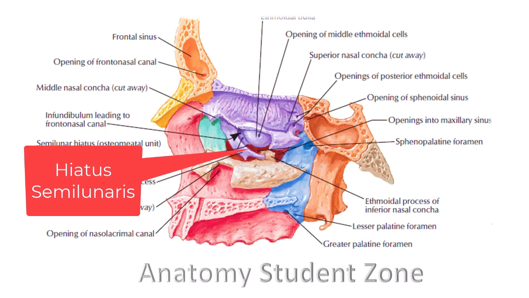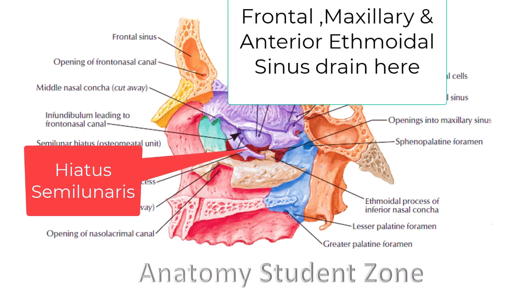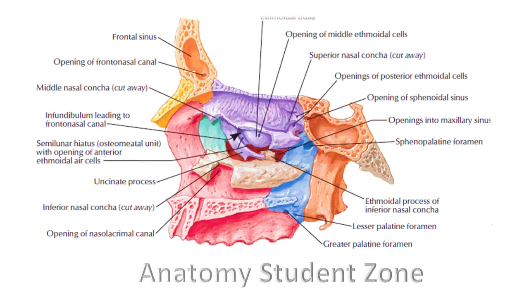Semilunar means half-moon-like or crescent shape, and hiatus means groove. So it is a crescent-shaped groove that is going to allow the drainage of three sinuses. And what are these three sinuses? Maxillary, frontal, and anterior ethmoidal. So all these sinuses are going to drain into that groove, that is the hiatus semilunaris.